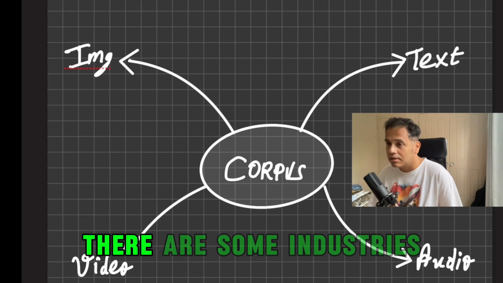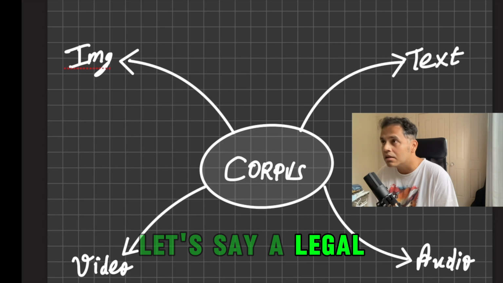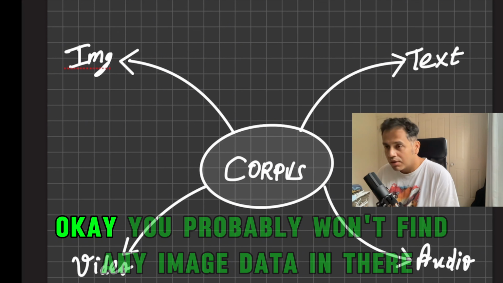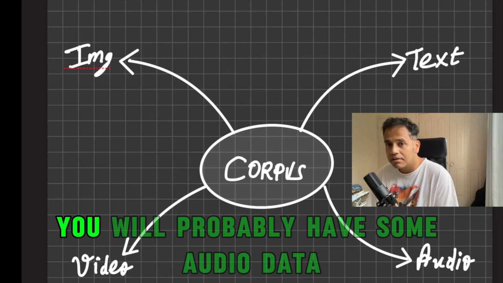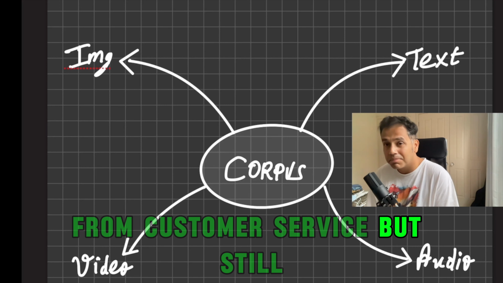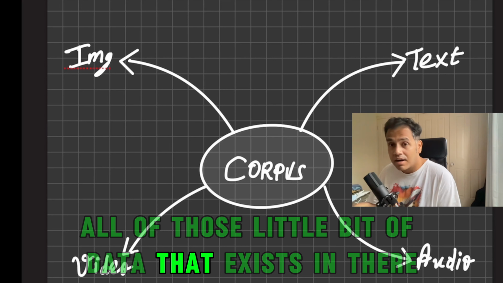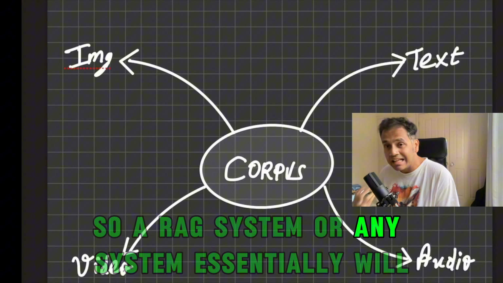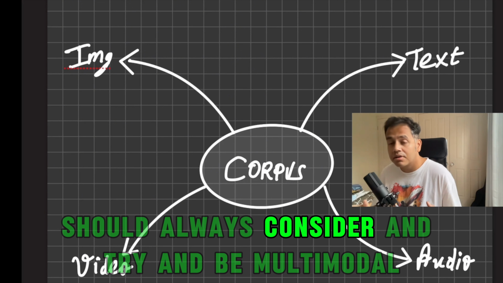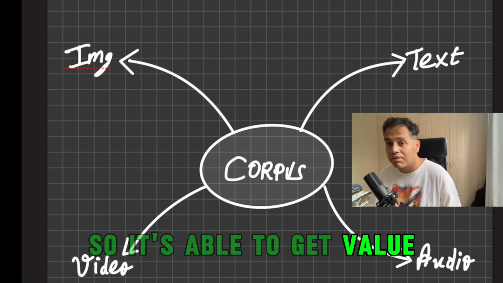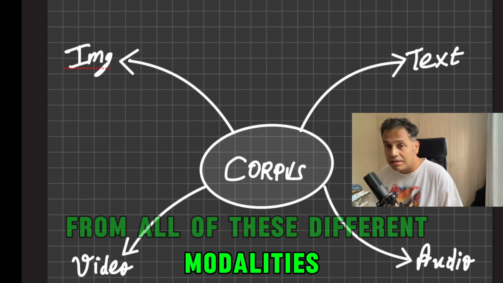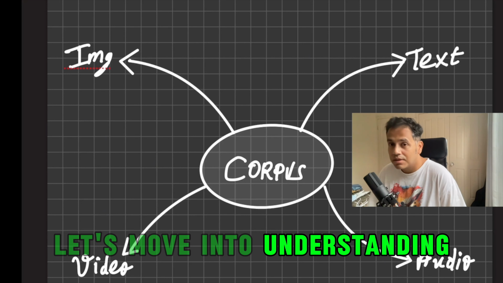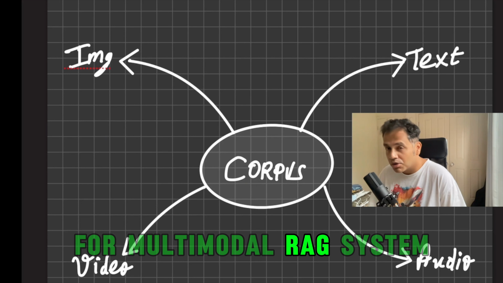Again, it differs a lot. There are some industries, let's say legal, probably banking, which are extremely text heavy. We probably won't find any image data in there. We will probably have some audio data from customer service, but still, all of those little bits of data that exist in there have lots of value. So a RAG system or any system essentially should always try to be multimodal, so it's able to get value from all of these different modalities. Alrighty. So yeah, with that, let's move into understanding some of the architectural considerations of a multimodal RAG system.